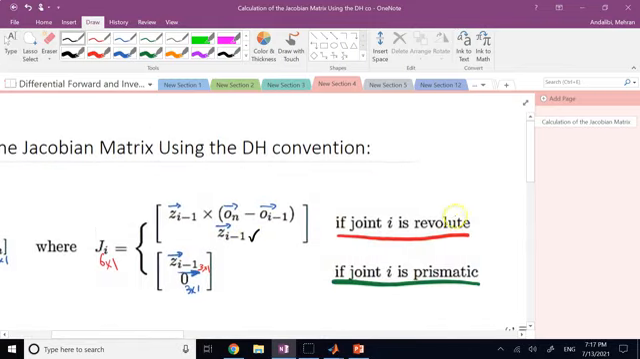The contribution of a revolute joint on the omega is z_{i-1}. Again, this is a 3 by 1. Now, the most complicated part is when the joint is revolute and you want to see the effect of that on the linear velocity of the end effector. What is that one?